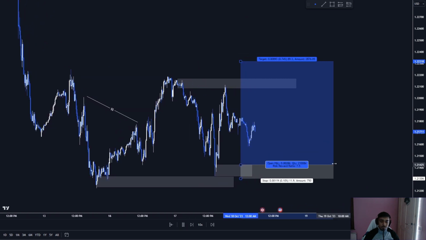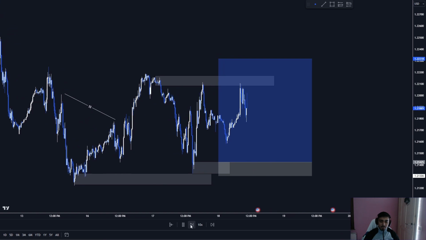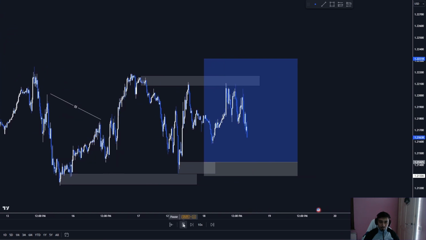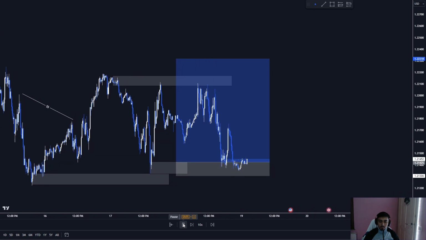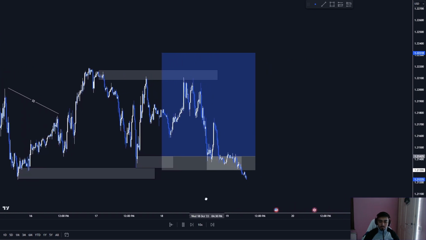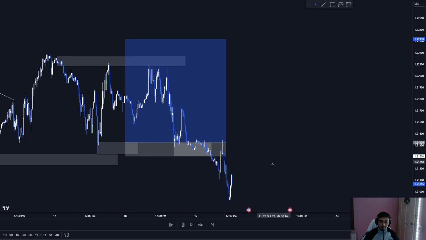Now, obviously, whether this trade hits or not doesn't really matter because of confirmation, right? If you don't get confirmation, you don't want to enter. Well, it's going to take a little bit. It stops you out, but I want to see if it goes a little bit deeper.